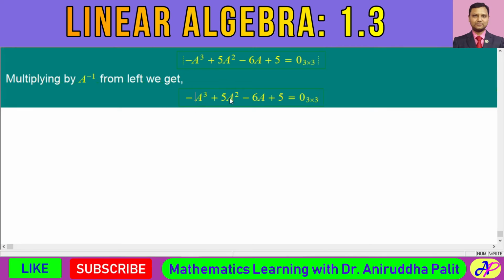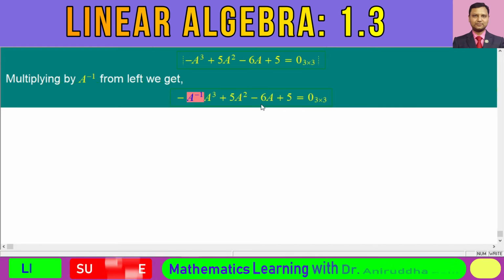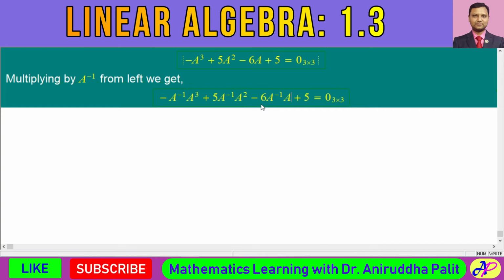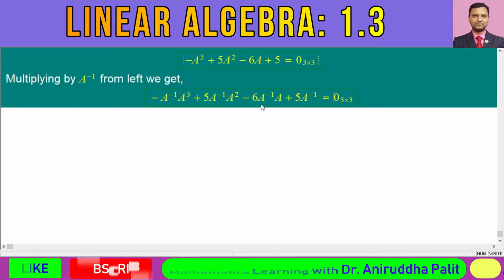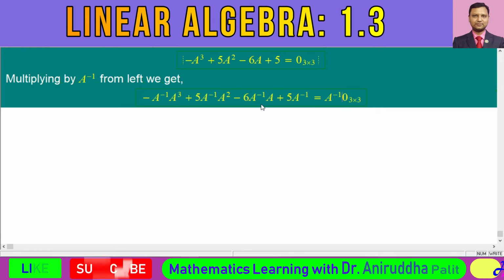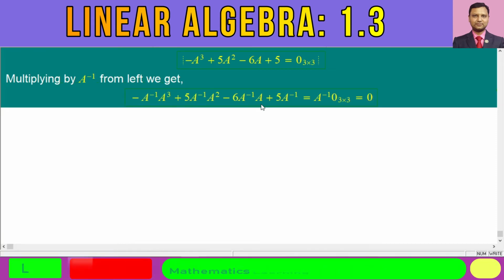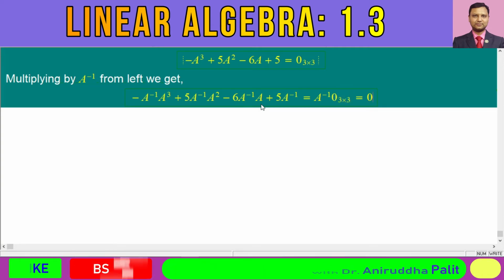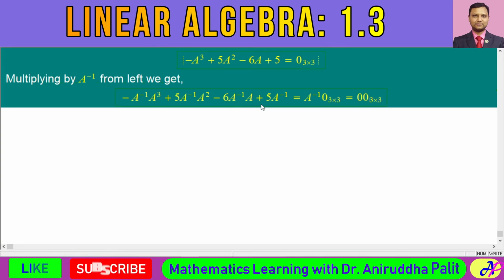Okay, so we shall have minus A inverse A cubed, then 6 into A inverse A squared, plus 5 into A inverse A, and on the right side we shall have A inverse into 0. That is actually the 0 matrix, the 0 3 cross 3 matrix.